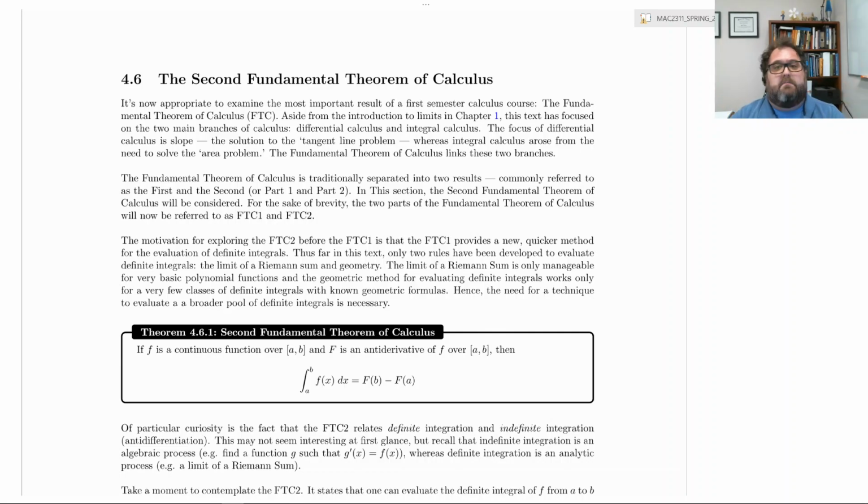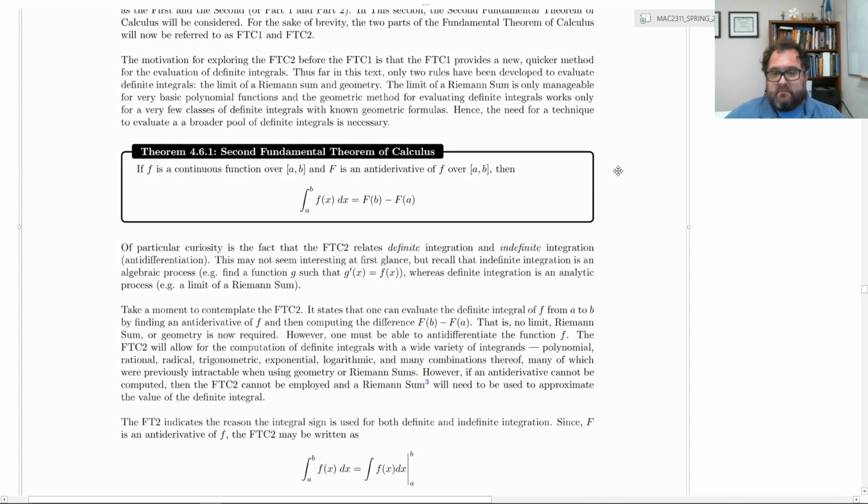Here is half of the monumental result. This is half of the fundamental theorem of calculus. So what do we have here? The second fundamental theorem of calculus says if f is a continuous function, all we need is a continuous function over [a, b], the closed interval [a, b], and capital F is an antiderivative of lowercase f over the same interval, then our friend that we call the definite integral of f of x dx from a to b is equal to capital F of b minus capital F of a. That is curious.